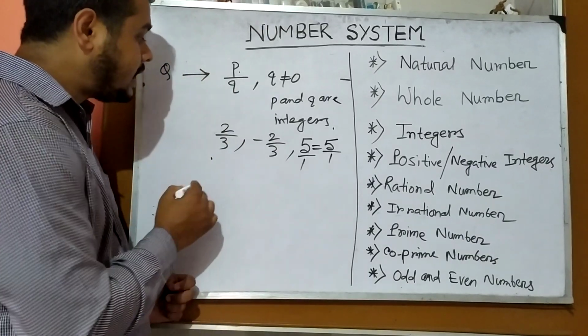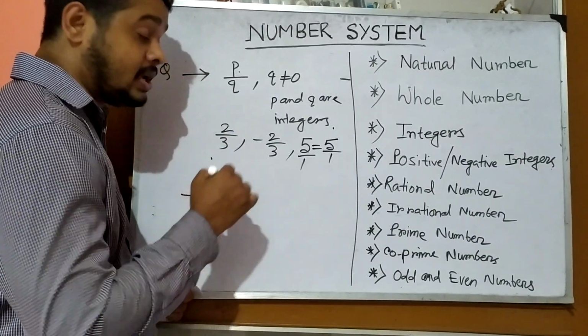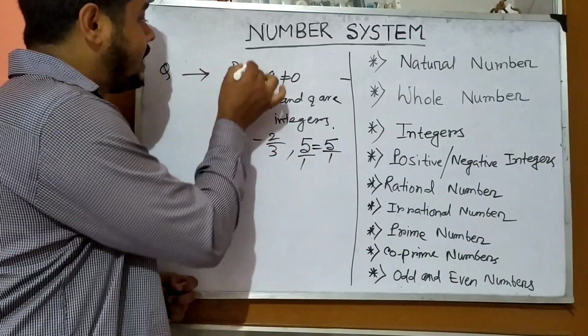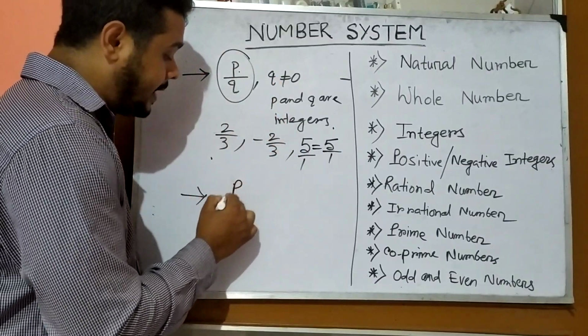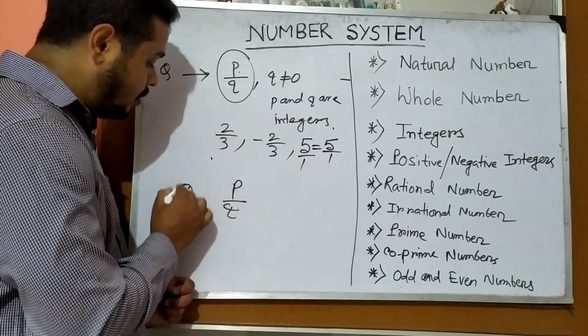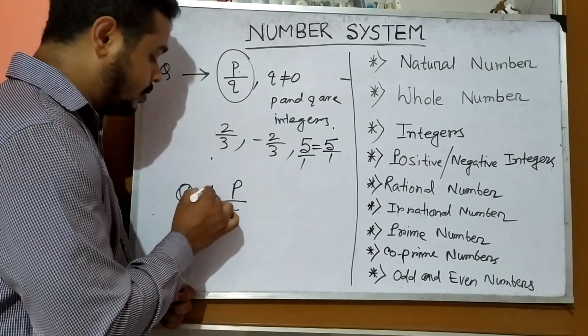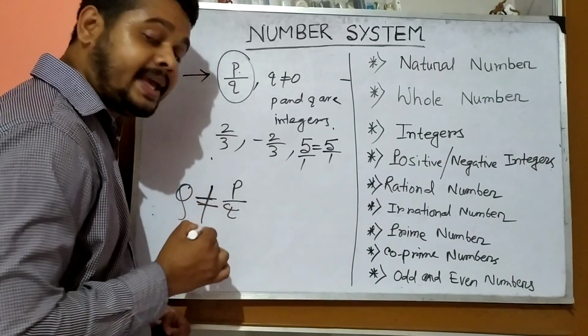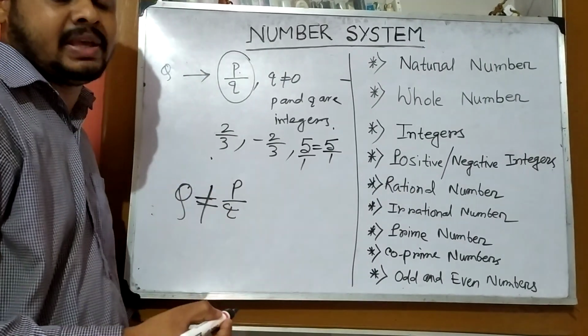So every natural number is also a rational number. Clear? And an irrational number means just the opposite of a rational number, which may not be expressed as p by q. That is, the number cannot be expressed in the form p by q.